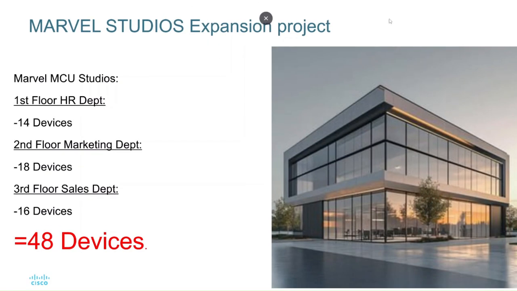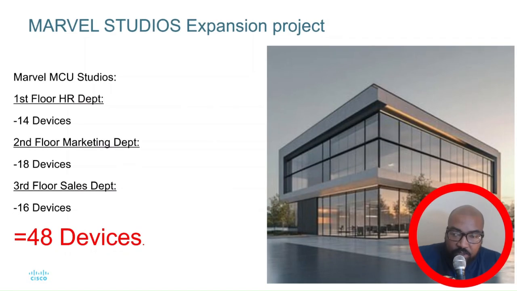On the first floor, we have 14 devices, which is the HR department. Second floor, we have the marketing department, which has 18 devices. And the third floor, we have 16 devices, with a grand total of 48 devices. So you understand the breakdown. You understand that these are the different devices on each of the floors, and how they're all separated. Okay, cool. Here goes the next part.